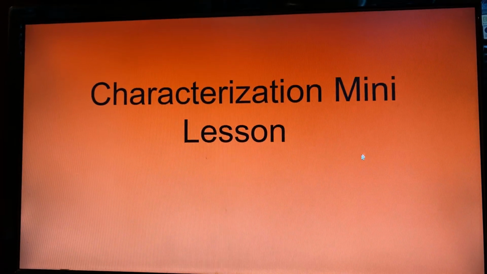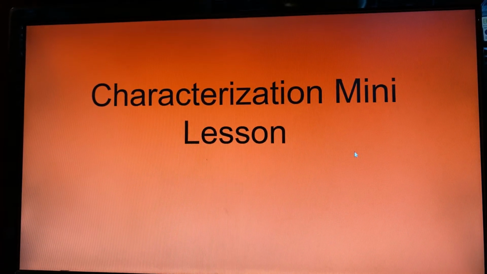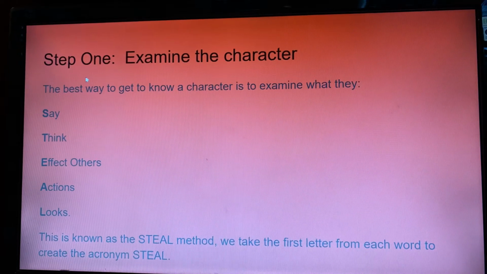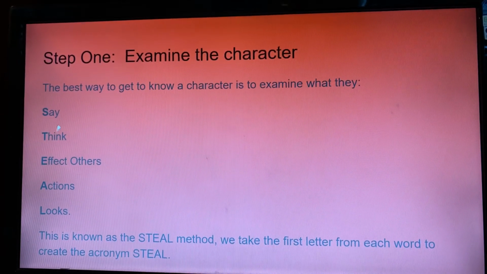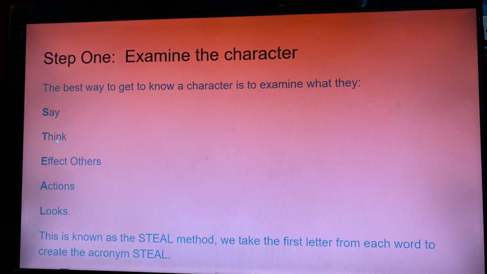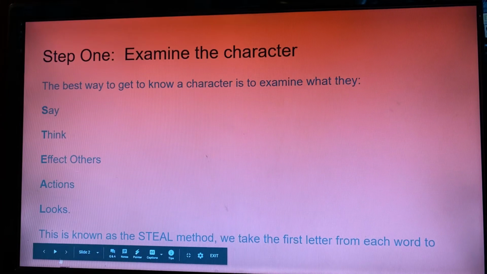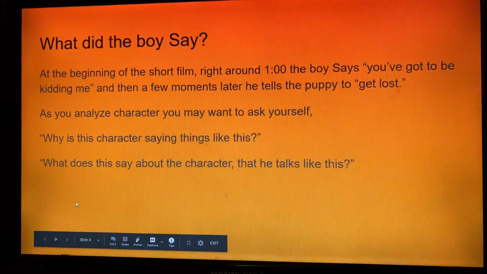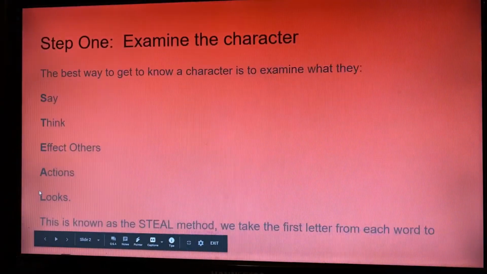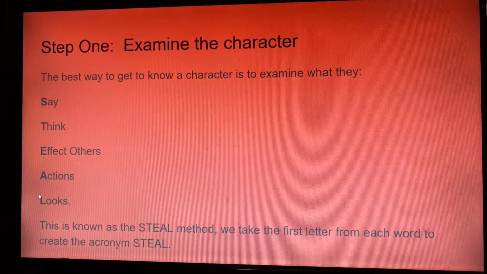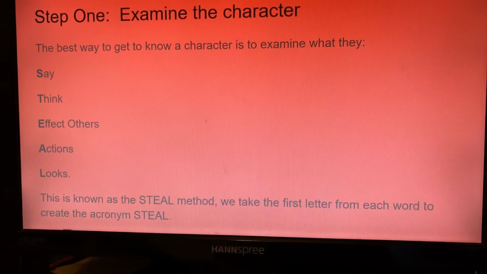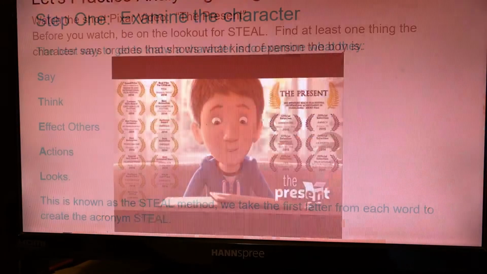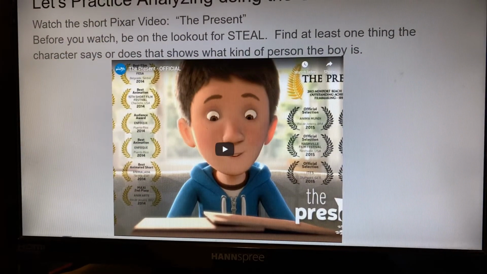So this is just going to be a quick mini lesson on how to analyze character. Step one to examining the character: the best way to get to know a character is to examine what they say, what they think, how they affect others, their actions, their looks. This is known as the STEEL method. Oh, sorry, I went too far. We take the first letter from each word to create the acronym STEEL. So we're going to practice analyzing using the STEEL method.